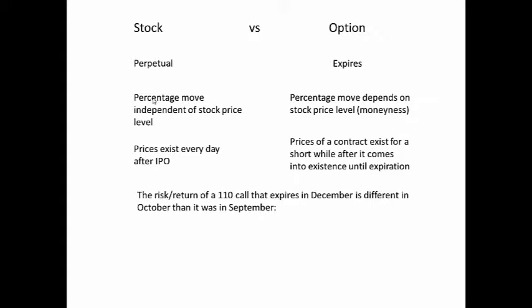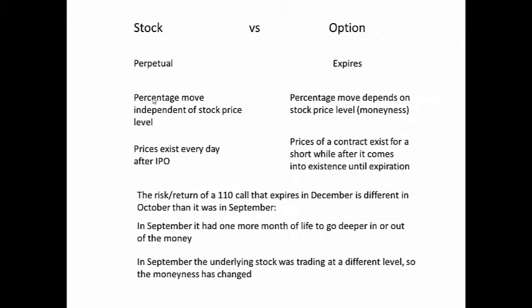The risk and return of a 110 call that expires in December is different in October than it was in September. In September, it had one more month of life to go deeper in or out of the money. In September, the underlying stock was trading at a different level, so the moneyness has changed.